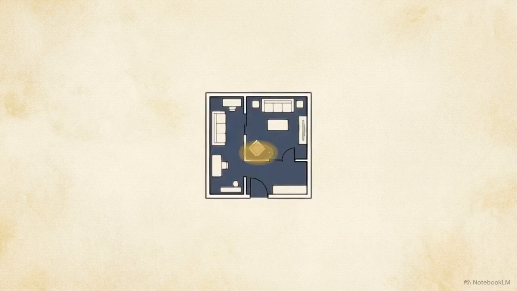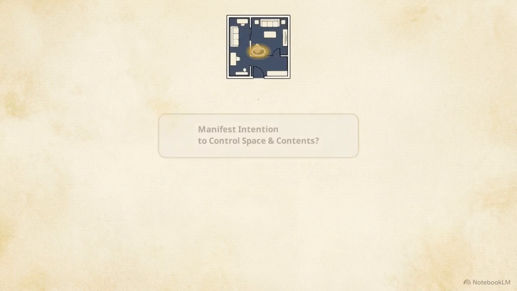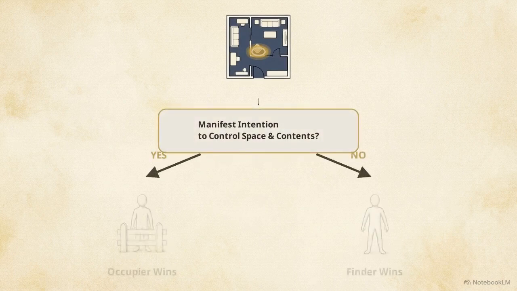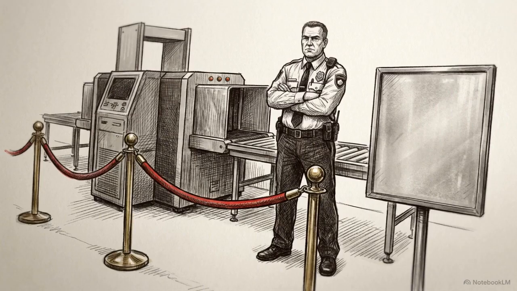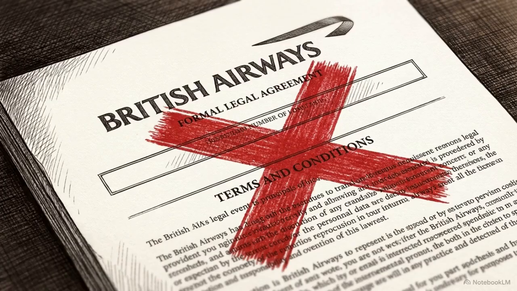Now look at the right side of the diagram, addressing objects found unattached, merely resting on the surface of a property. In the 1982 case, Parker v. British Airways Board, a passenger discovered a gold bracelet lying loose on the floor of an executive airport lounge. To defeat the finder's claim here, the occupier must pass the manifest intention doctrine. Manifest intention requires objective, observable proof that the occupier exerts strict control over both the physical premises and everything dropped inside it.